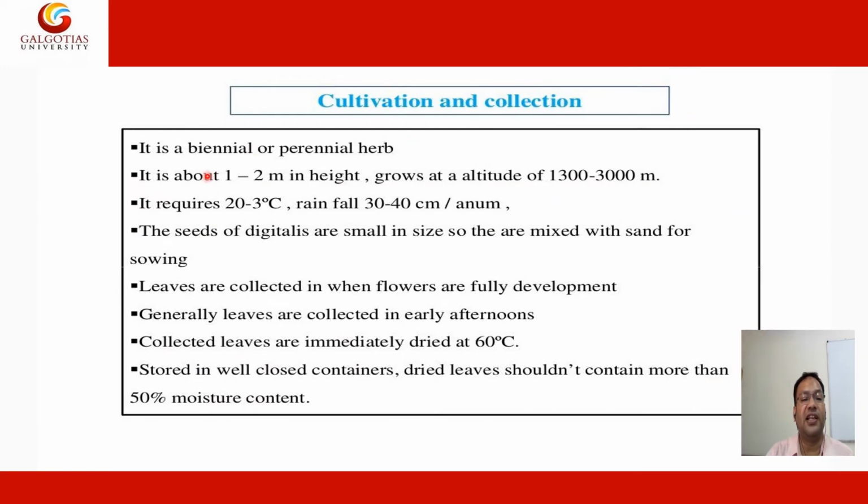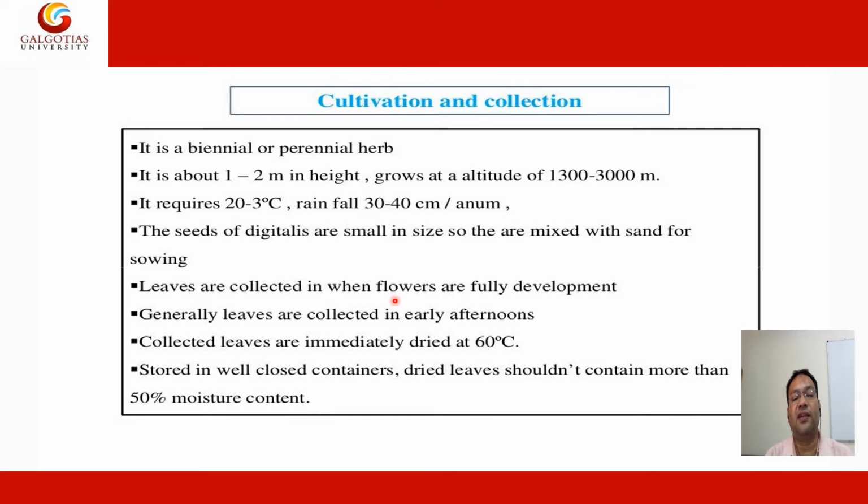Cultivation and collection. It is a biennial or perennial herb, about 1 to 2 meters in height. It grows at an altitude of 13 to 300 meters. It requires 20 to 30 degrees Celsius and rainfall of 30 to 40 centimeters per annum. The seeds are small in size, so they are mixed with sand for sowing.